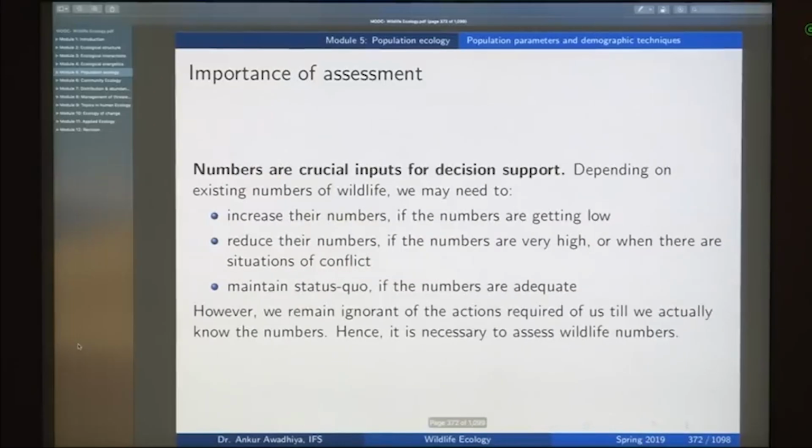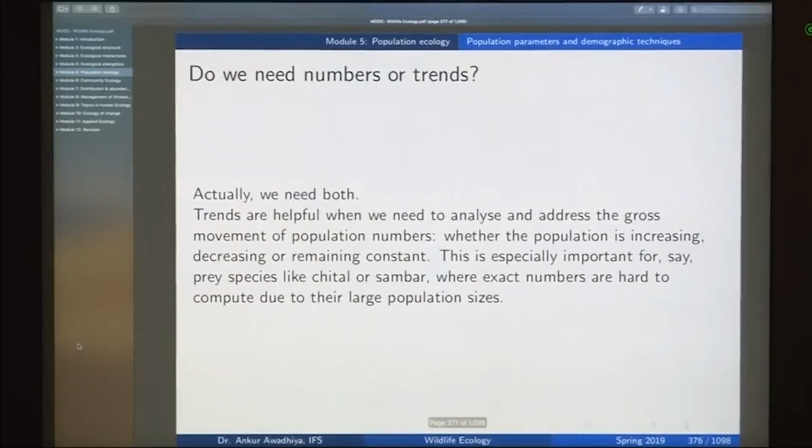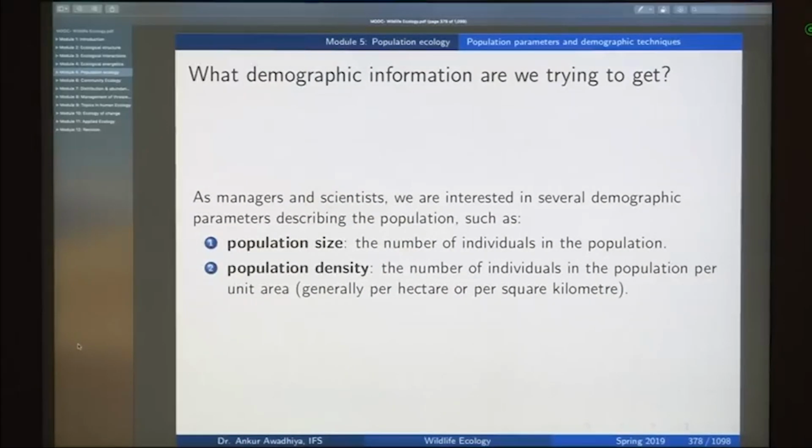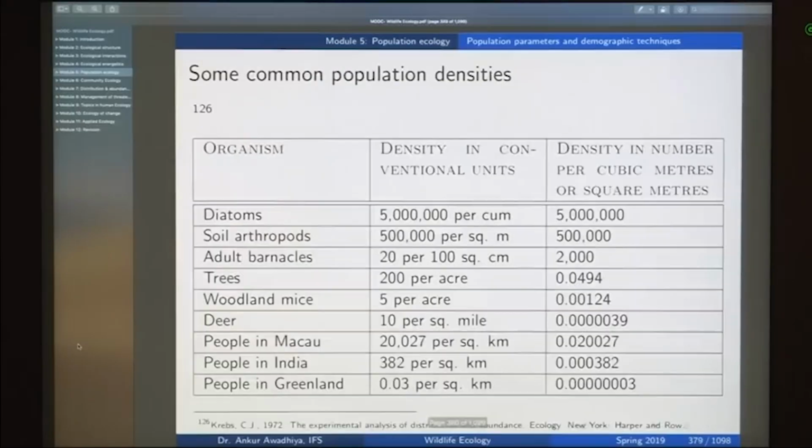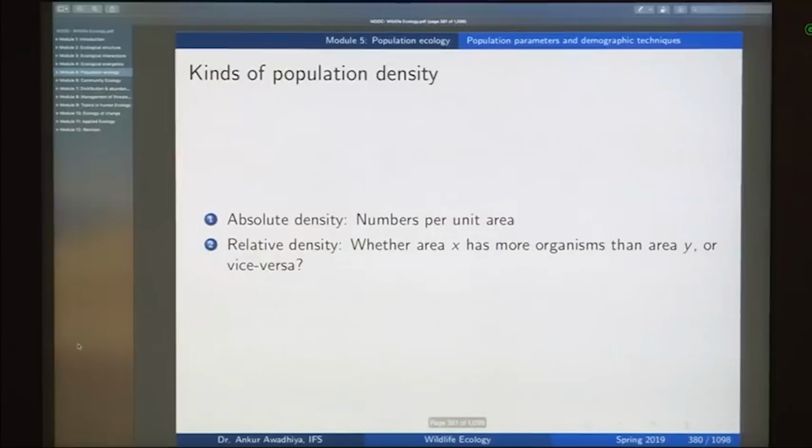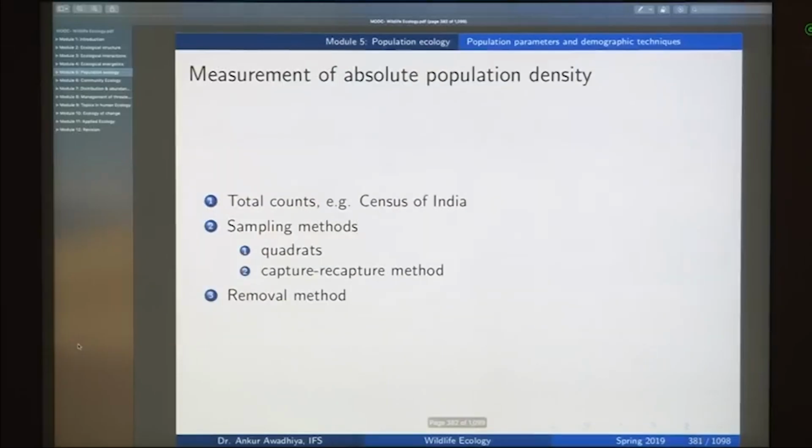Then we looked at why these numbers are important and what kinds of demographic information we are trying to get. So, we want to know the size of different populations, we want to know the density of different populations, and these densities can vary a lot. So, every different population may require a very different method for its measurement. Then we can have two kinds of densities: absolute density, which is the number of animals per unit area, and relative density, whether area X has more animals than area Y or vice versa.